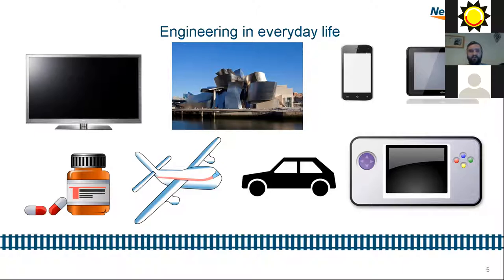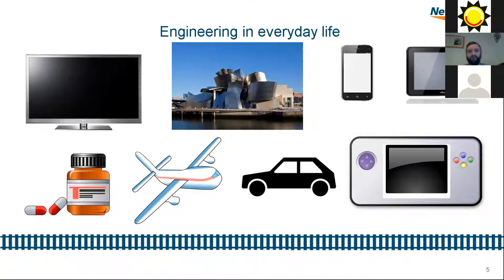In the middle, we've got a funny-looking building, which is the Guggenheim. Again, that required an architect, but for that architect to make his dreams come true, it required a civil engineer to make those structures safe for people to be able to use. In the bottom corner, we've got some medicines, and obviously medicines help us get better. You've got to remember that required a chemical engineer to put those medicines together, to make them stable, to make them safe for us to consume.